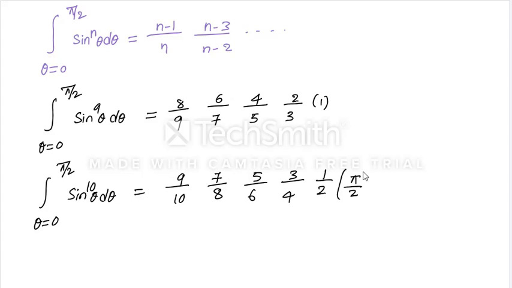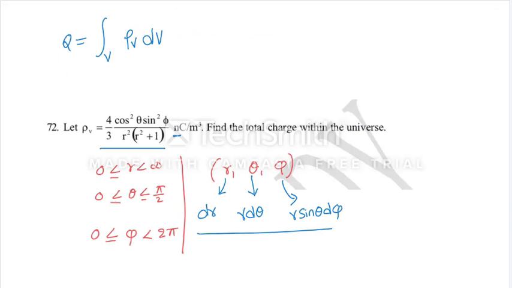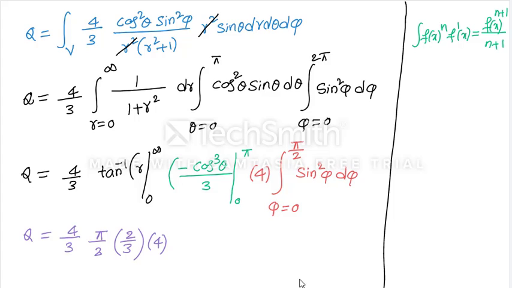If the last one is 1 by 2, what we need to do? Multiply with pi by 2. The last one is 1 by 2, we need to multiply with pi by 2. Hope you remember this analysis. And this formula is applicable only when theta limits are 0 to pi by 2 only. That's why we have converted this function into this 0 to pi by 2 form, isn't it?